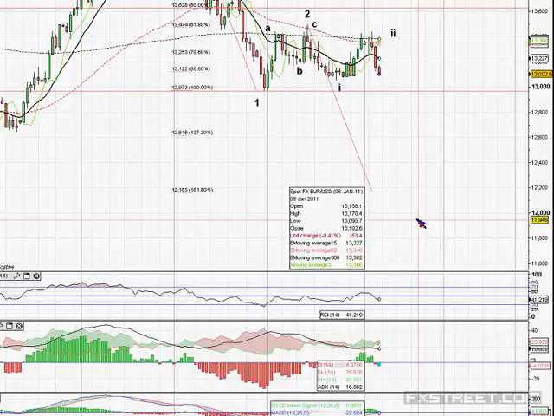Any questions on euro dollar before we go look at some other currency pairs?